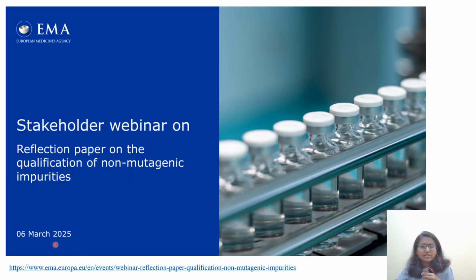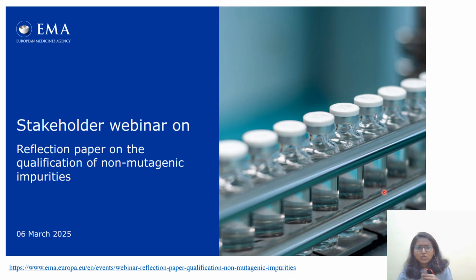As I said in the beginning of my presentation, on March 6th, 2025, there was a webinar on the reflection paper on qualification of non-mutagenic impurities. Below is the link where they have uploaded the questions which were asked by the audience and fellow scientists throughout the world, in order to understand and implement this guideline. Those questions and answers were discussed in this webinar, and some of the questions have already been included in the presentation uploaded on this website. You can go back and check. The presentation itself is not there, but the slides in PDF form have been uploaded on their site.